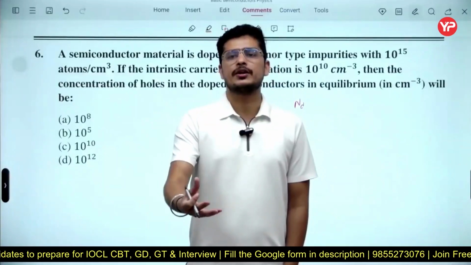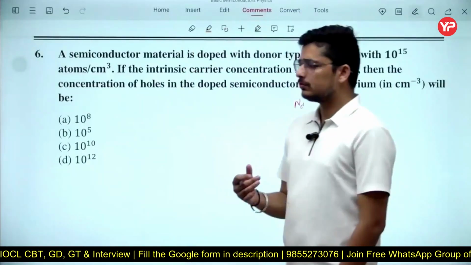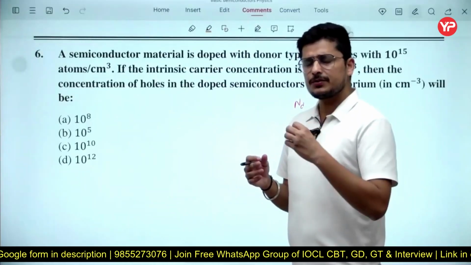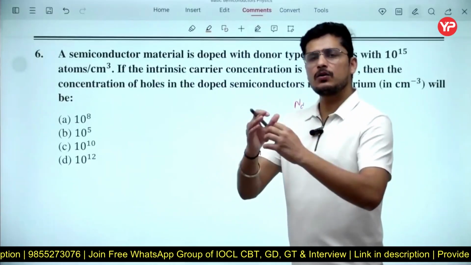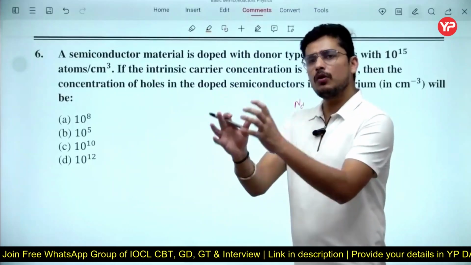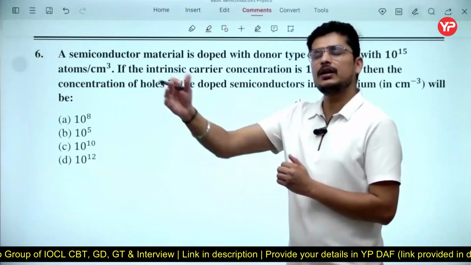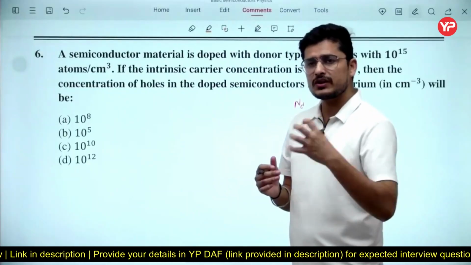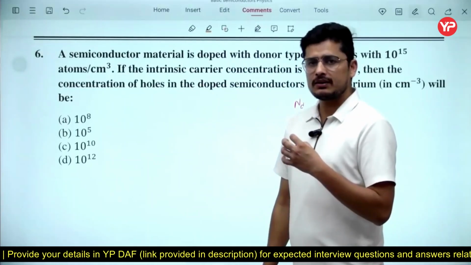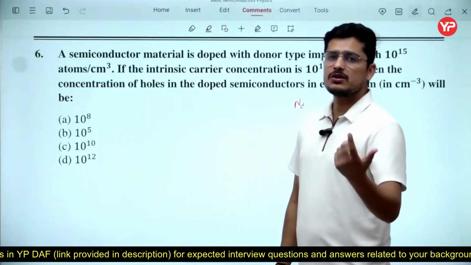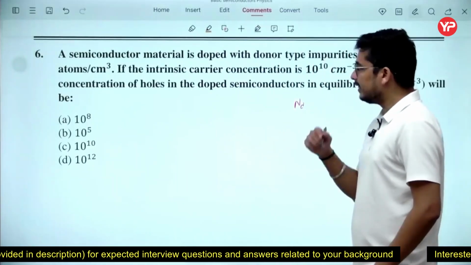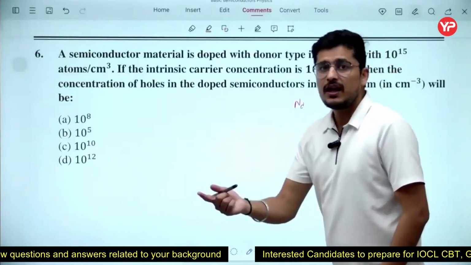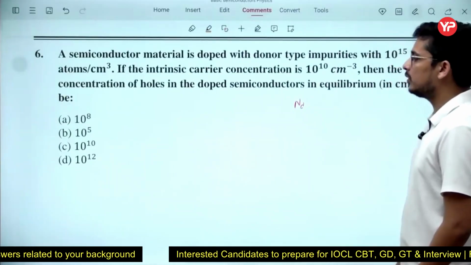Donor means which donates. If you are going for an n-type semiconductor, in n-type semiconductor we introduce phosphorus. Phosphorus has 5 electrons in the outermost shell, so 4 electrons make covalent bonds and 1 electron will be free, right? It means that the phosphorus atom donates 1 electron to our structure, so that phosphorus atom is generally denoted as a donor atom. Whenever someone says donor atom, you have to think that the material is n-type because 1 electron is donated there.